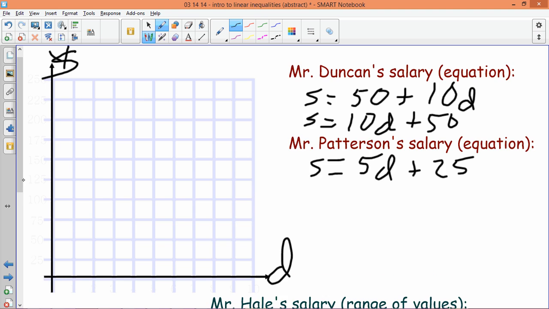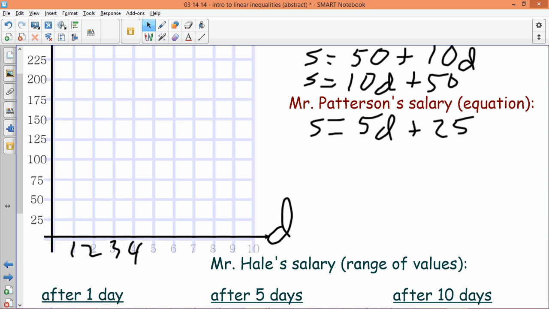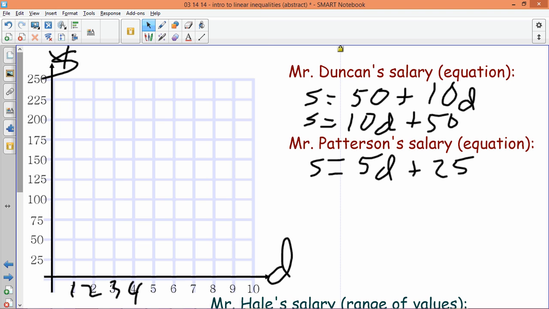d is going to be easy. I'm just going to count in days 1, 2, 3, 4. Actually, let's just do it like this. Okay, I already have my numbers there. That's what you're going to put on your screen. Okay, so d has to go by ones because I'm just talking about a small number of days. But on the y-axis, notice, or the s-axis, I have it counting by 25s because I am going to get quite high.